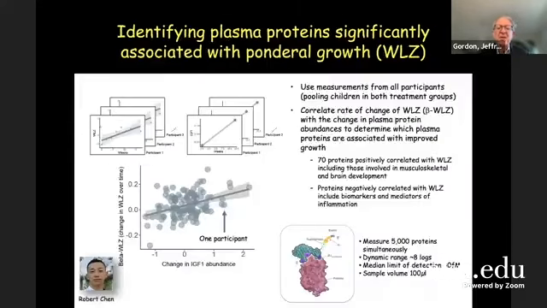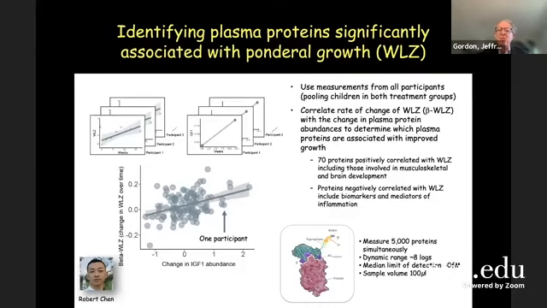In this particular case, we were able to measure 5,000 different plasma proteins in 100 microliters of plasma using this aptamer-based proteomic platform. And for each plasma protein, for all children, that is to say, children in both arms of the study, we correlated changes in the level of that protein with changes in WLZ. And in this way, we're able to identify 70 proteins whose abundances or levels in plasma positively correlated with WLZ.